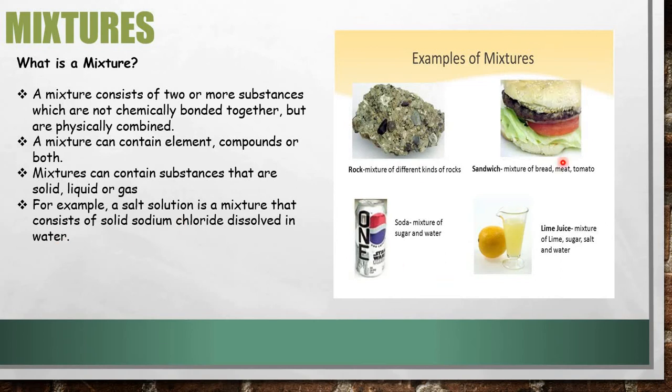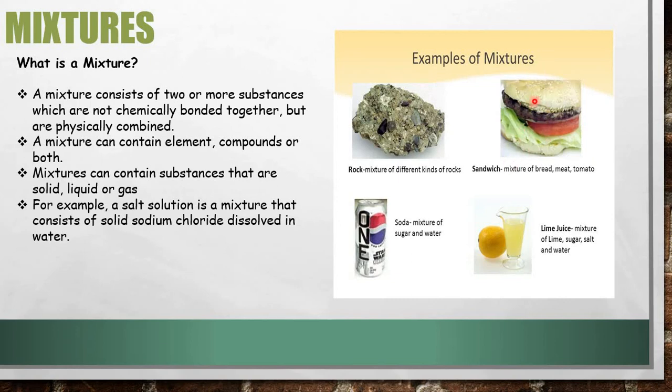So these are examples of a mixture. You have rock, a mixture of different kinds of rock. This rock is made up of different types of rock combined together, and it gives you another type of rock. Then you have the sandwich, a mixture of bread, meat, tomato, and lettuce. So you form a sandwich.